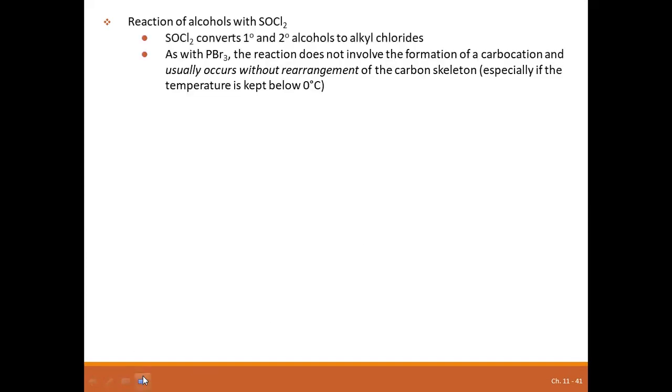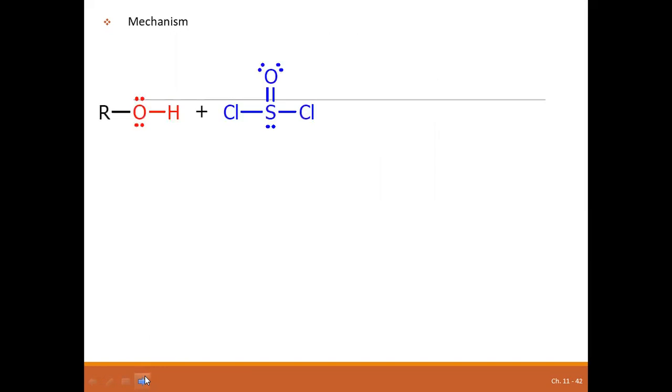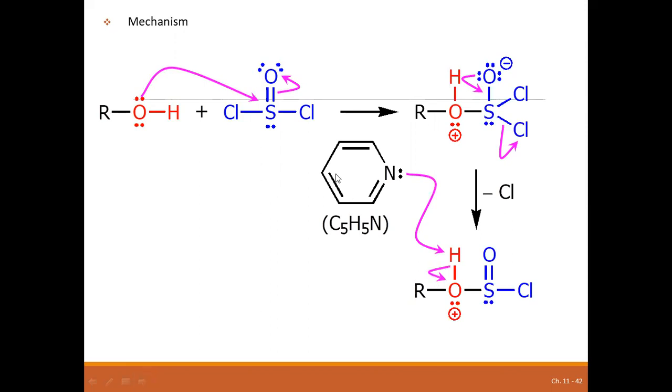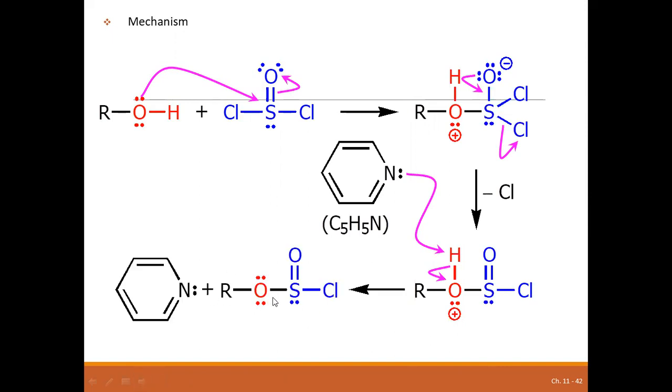So again, we're still on the reaction of alcohol with SOCl2, and this reaction involves pyridine. The usual alcohol here is a 1 degree or 2 degree alcohol. Once your alcohol is attached to your SOCl2, the pyridine can easily deprotonate your alcohol here. Once it becomes deprotonated, you have this structure.